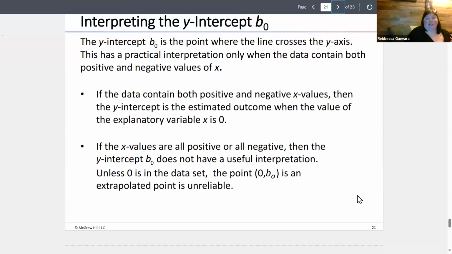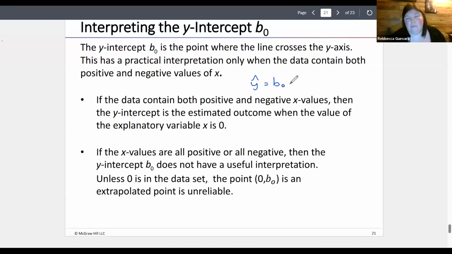We were already talking about this a little bit. We want to interpret what y would mean. So remember that our equation looks like this. That wasn't supposed to be a dot there, so let me go back and fix that. This b naught is going to be your y-intercept. This is the point where the line crosses your y-axis.